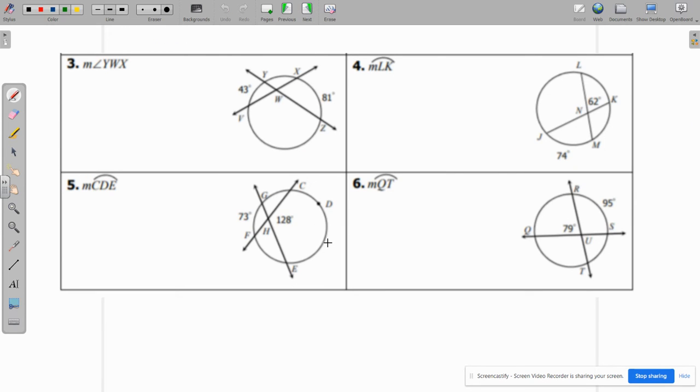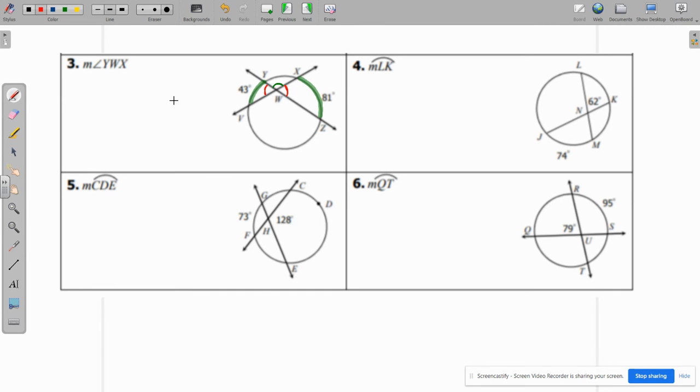In number 3, we're looking for the measure of angle YWX, which is this angle here. Now notice that for the angle that I'm looking for, the intercepted arcs are not given. So I have these arcs, the arc measures 43 degrees and 81 degrees. But what this is going to do is we can use the 43 and the 81 to actually find this angle here, XWZ, which is vertical to this angle over here. So either of these, YWV or XWZ, could be found using these arc measures.